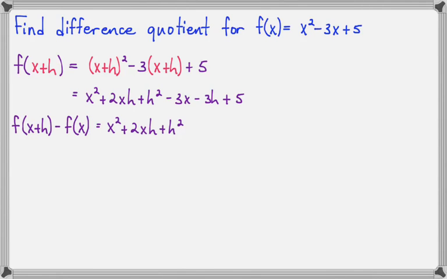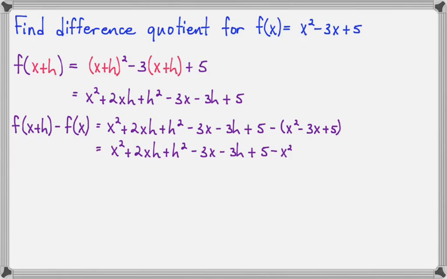Now for the subtraction step, I have to do all 6 of those terms minus the original function, which is here. So this is f of x plus h, and this is f of x. And now I'm going to distribute this minus sign. So that's going to give me minus x squared plus 3x minus 5. And now when we go back and combine our like terms, we'll see the x squareds cancel each other out, the 3x's cancel out, and the 5's cancel out, and the only things that are left are the things that contained an h.